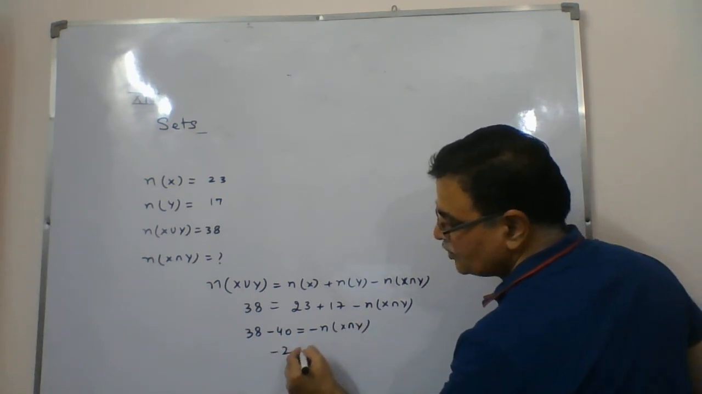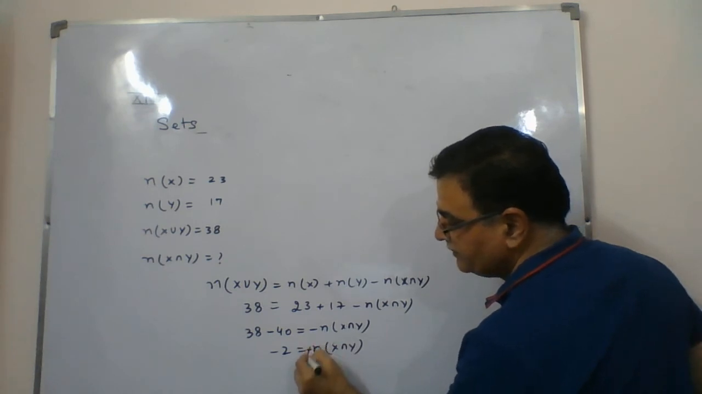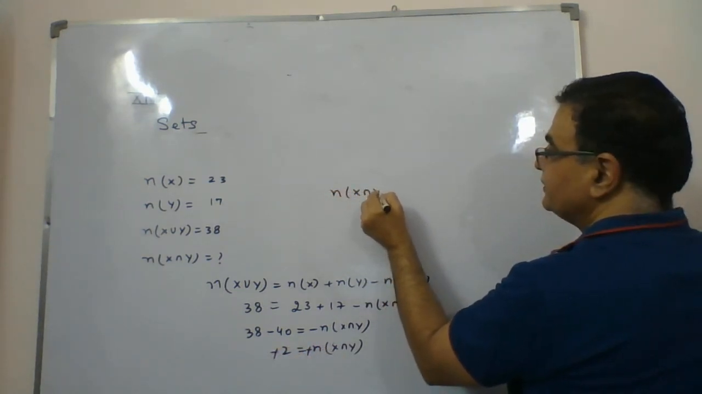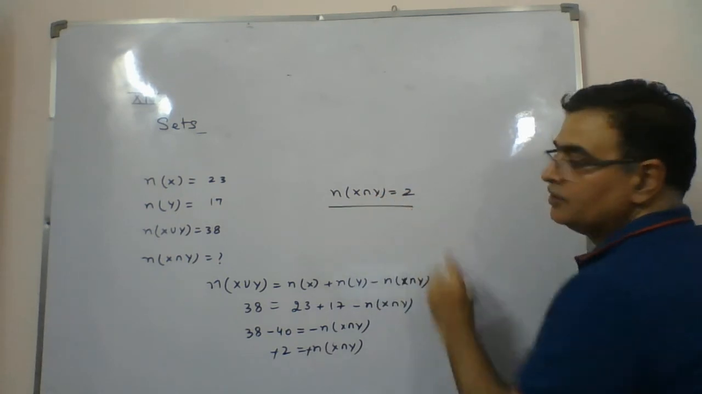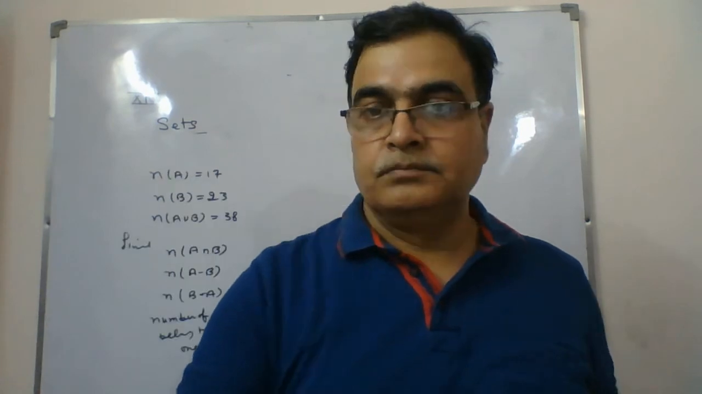Then it is minus 2 will be n(X intersection Y). Minus and minus cancel out. Your answer is n(X intersection Y) is coming 2. So the common portion will be simply 2. Now coming on next question.